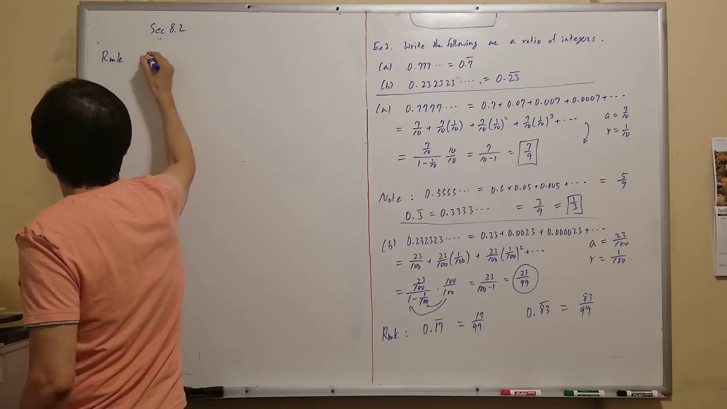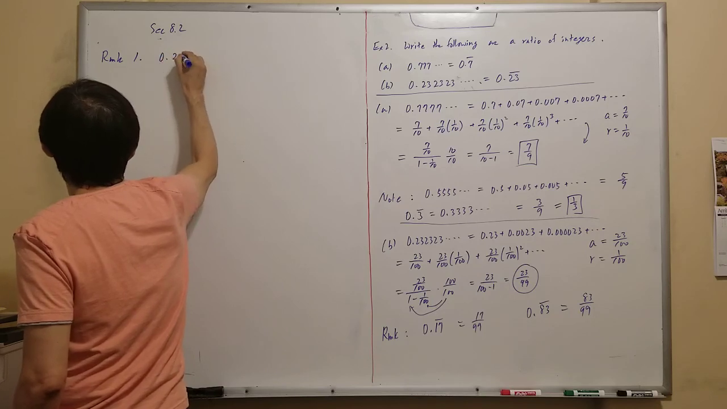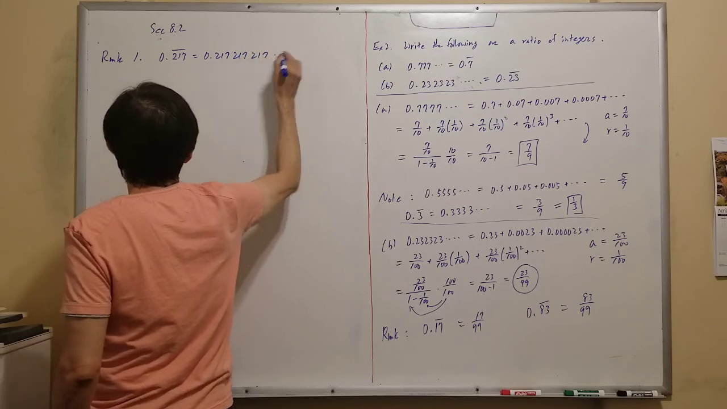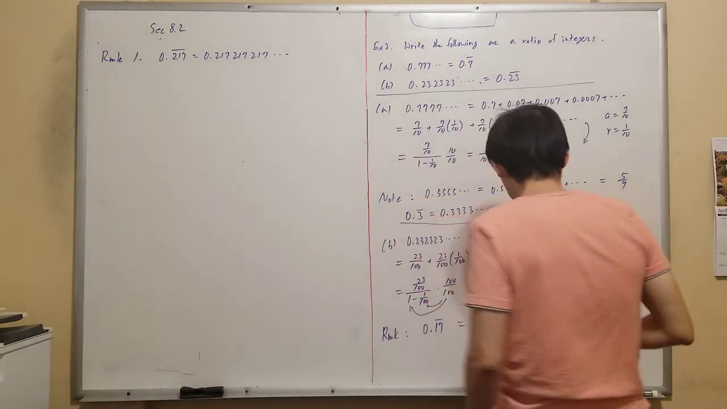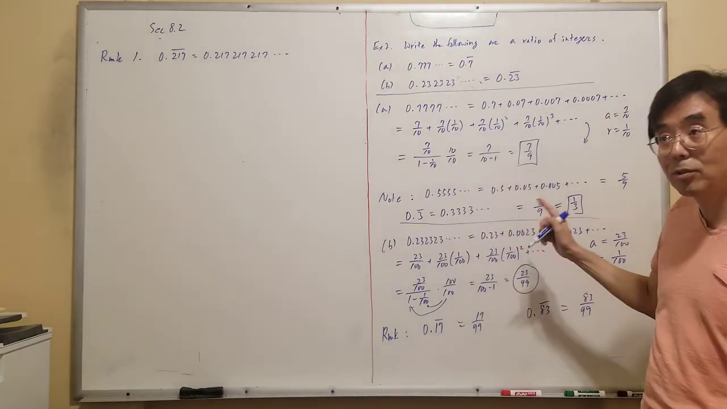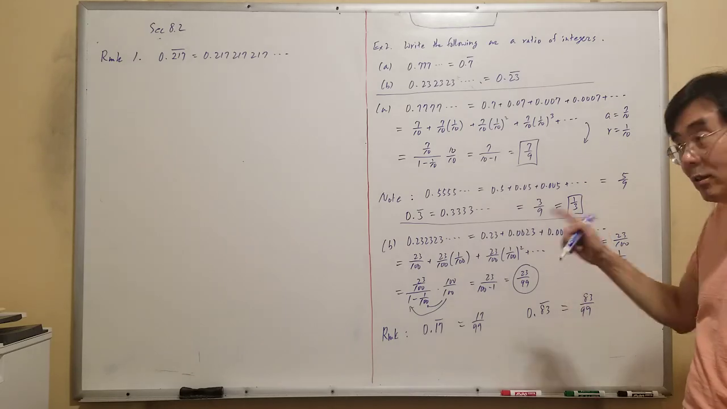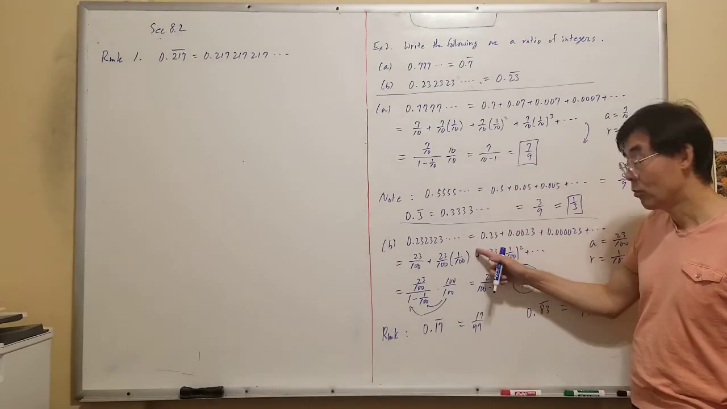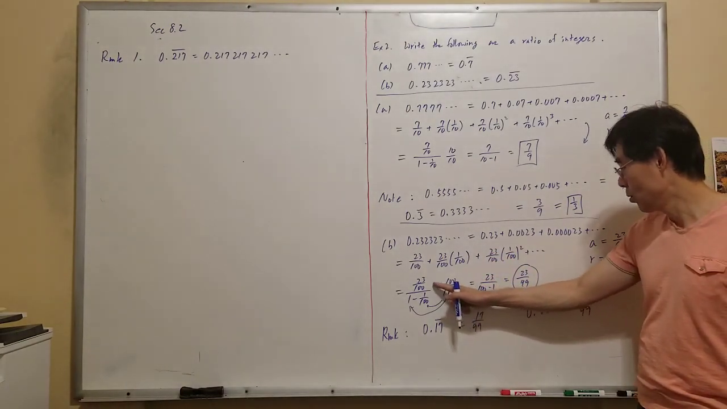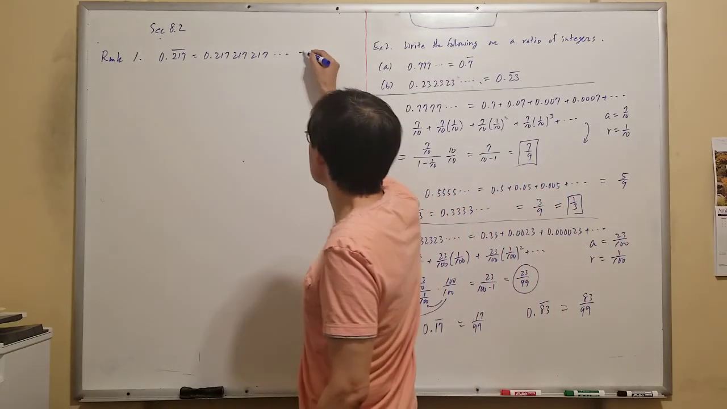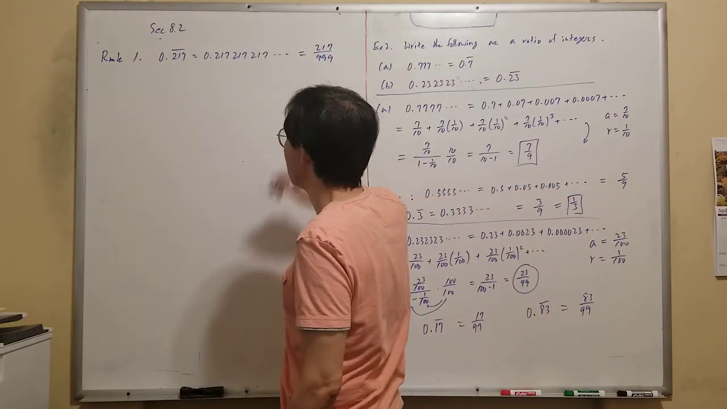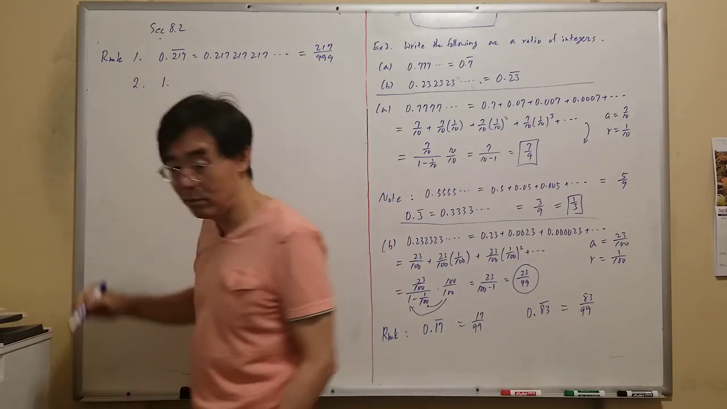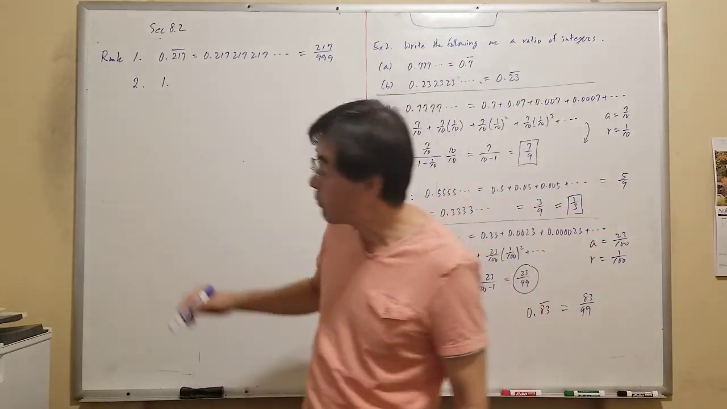So then, what can you guess? Let's say 217 bar. If you look at it, 0.217 plus 0.000217 plus 0.00000217. Each time you go down by 3 digits, 1,000. So you're going to go through the same thing. It's going to be 217 over 999. Easy, right? Well, what if you have, let's say, 1.76?